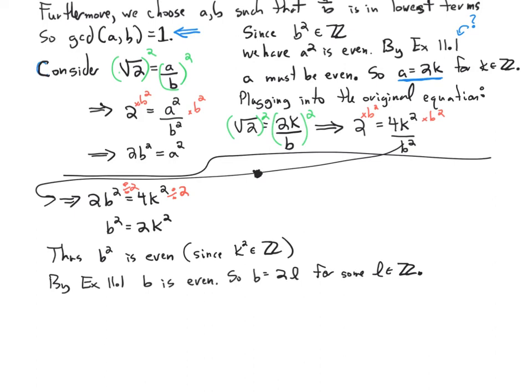Now, if you think about it, we do have a contradiction here. Maybe pause the video, think about how we've shown something that contradicts one of our assumptions. Remember, the GCD of A and B is supposed to be 1. That means there are no common factors. So think about that for a second.